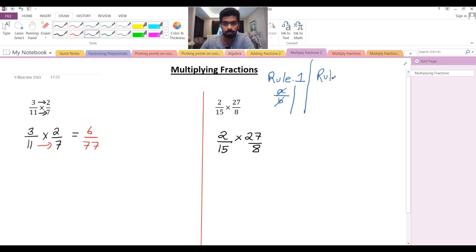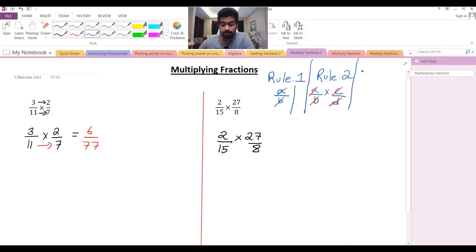Rule number 2. We can simplify fractions. Let's say we have a over b multiplied by c over d. Alright, guys. We can simplify a and d, or if c and b can be simplified, we can simplify c and b.